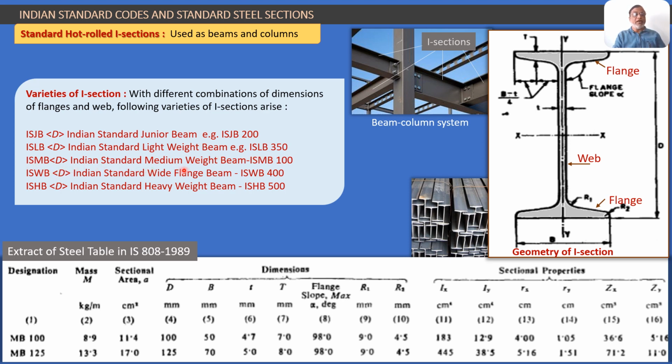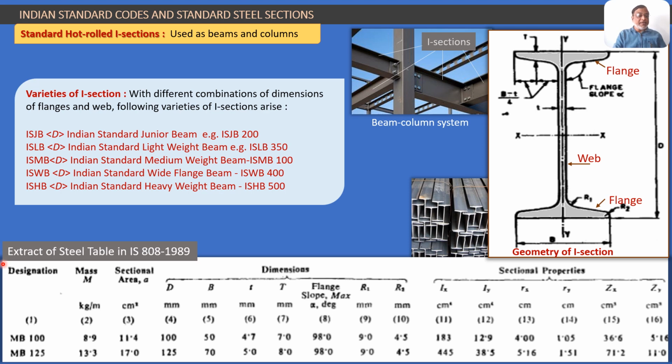ISMB is Indian Standard Medium Weight Beam, ISMB 100. Then ISWB, Indian Standard Wide Flange Beam, that is ISWB 400 as an example, and ISHB, which is Indian Standard Heavyweight Beam, for example, ISHB 500.